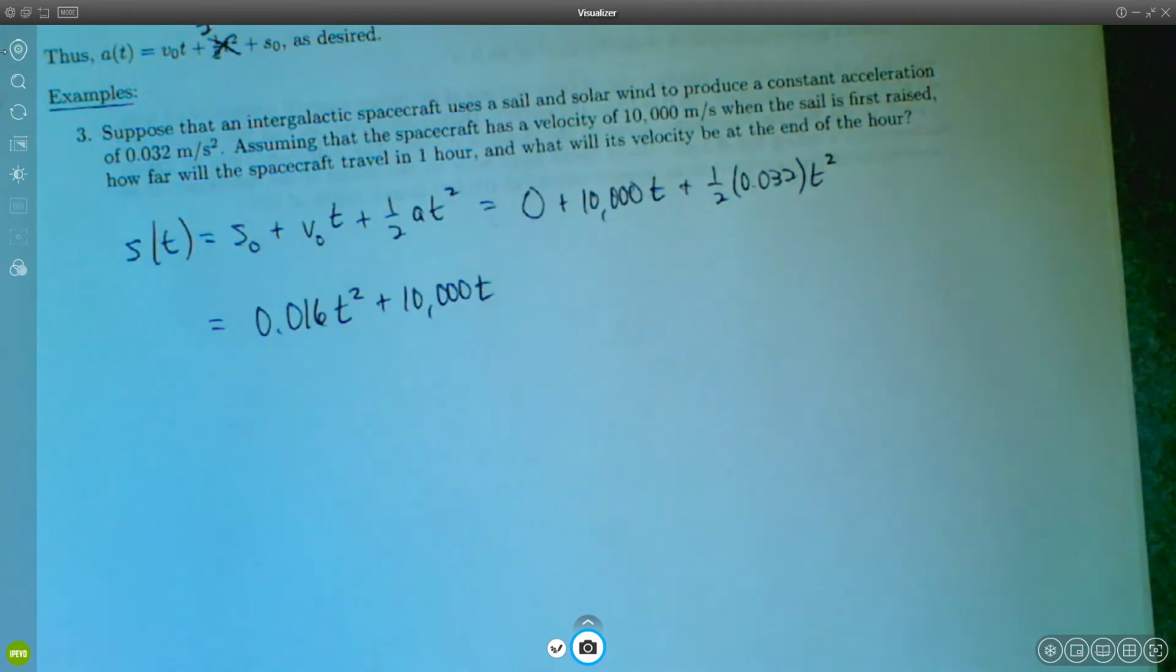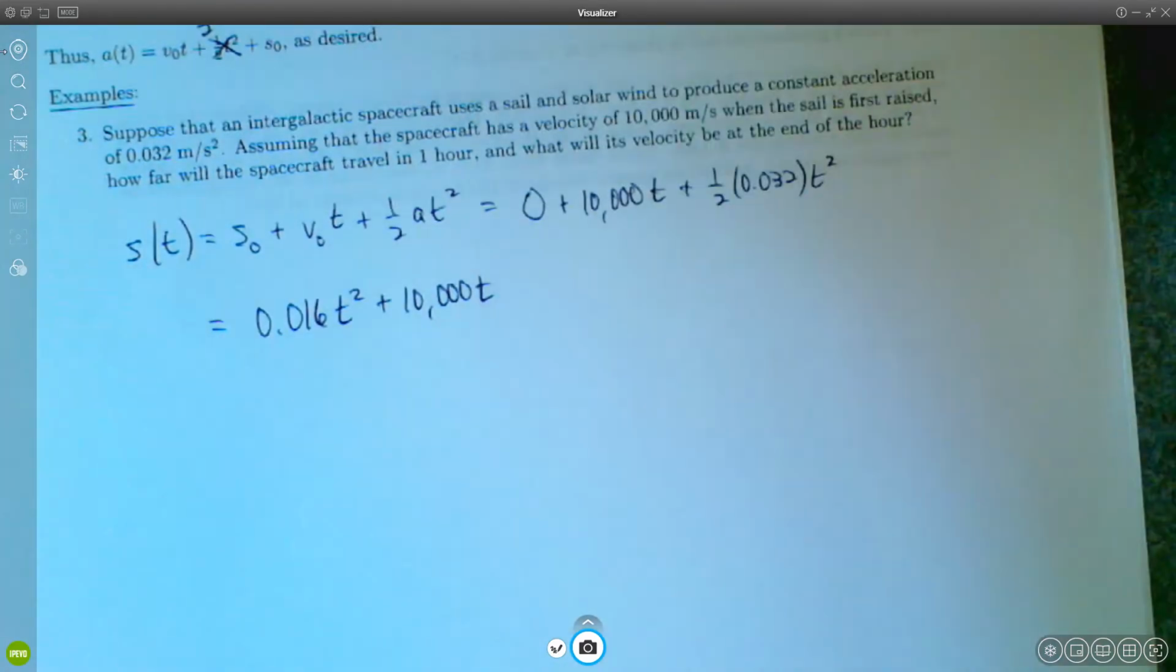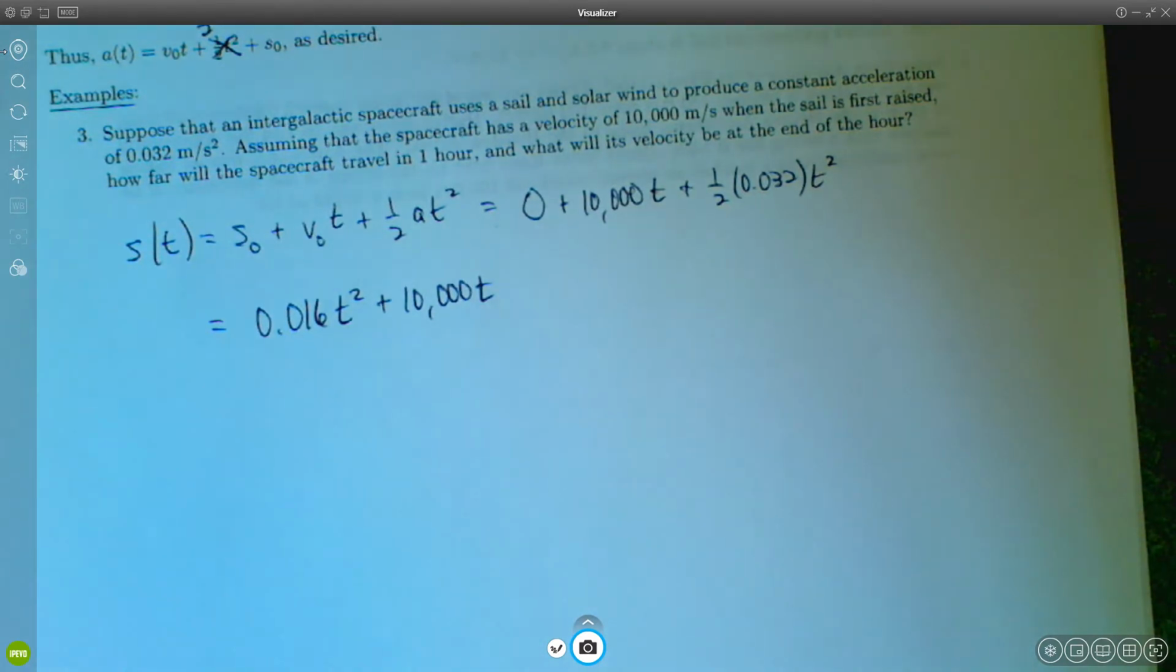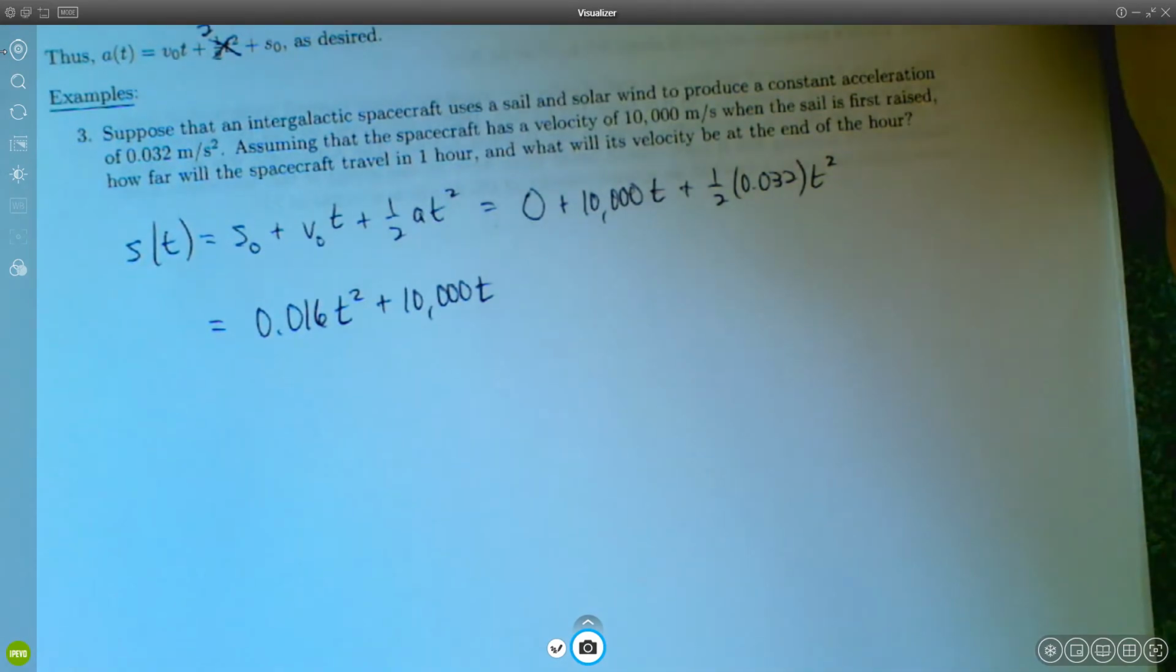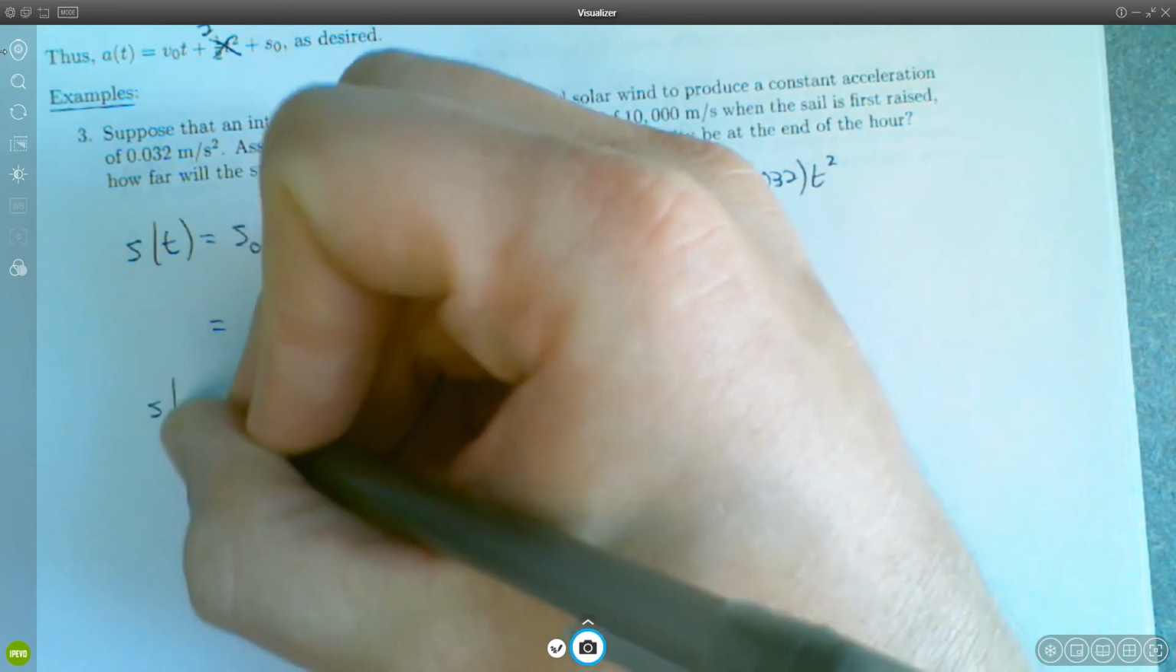Well, it's undergoing this constant acceleration that's going to push it forward. So it's never going to have a negative. It's never going to come back or move backwards, right? It's always going to move forwards. So, however far it goes in an hour is going to be its position after 1 hour, right? So we really want to find the position after 1 hour.